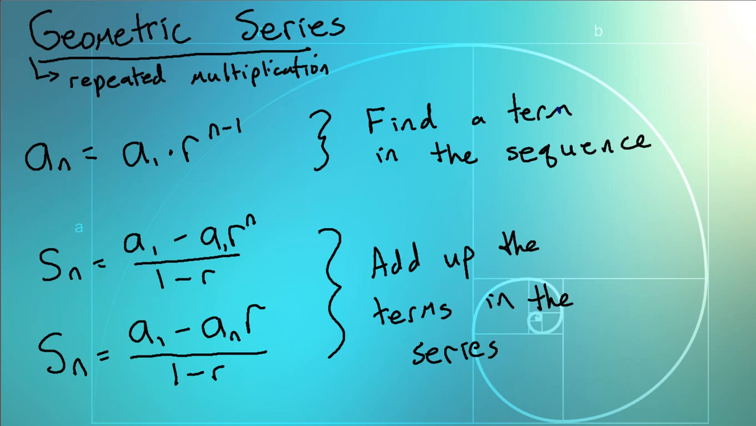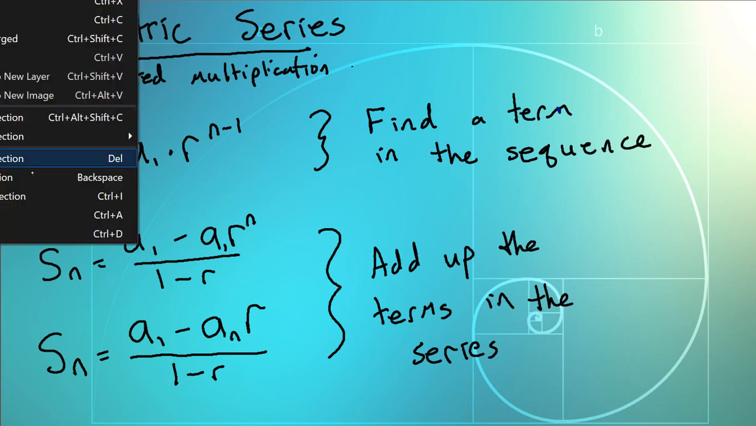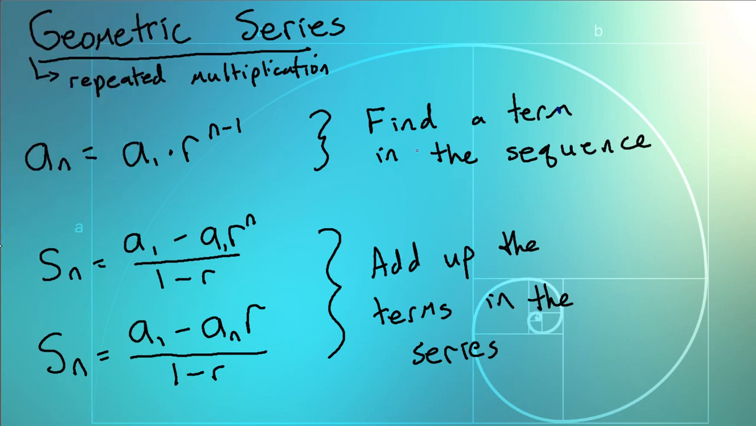We'll be continuing our look at series with geometric series, which is a series of repeated multiplication, and we're basically going to be adding up the terms of those. So the formulas are up, and the first formula here will give us the term in a specific geometric sequence, and the other two will be if we wanted to add up a part of that. Now notice the difference right here, n minus 1 and n right there. Okay, let's take a look at the first example.